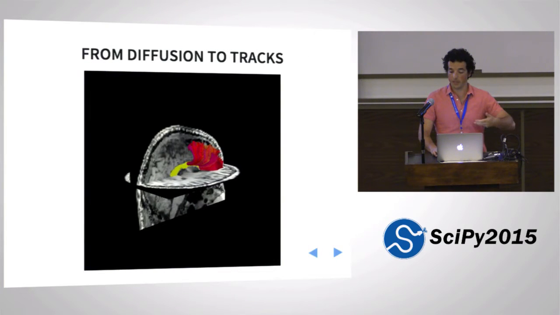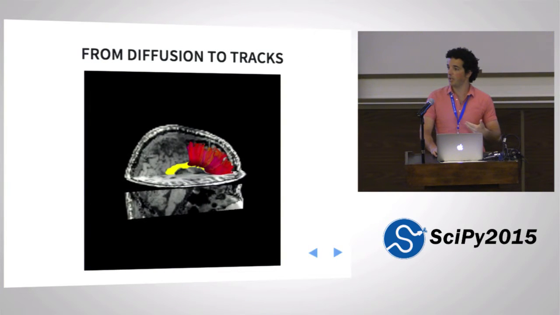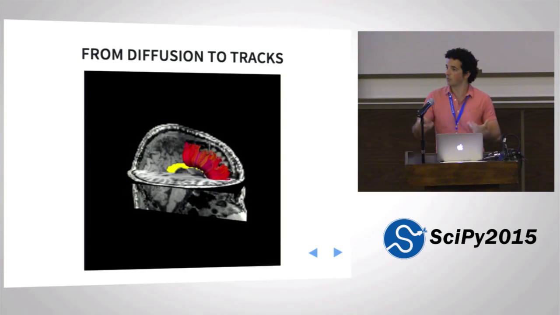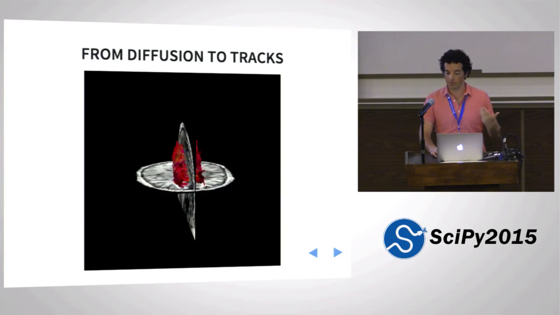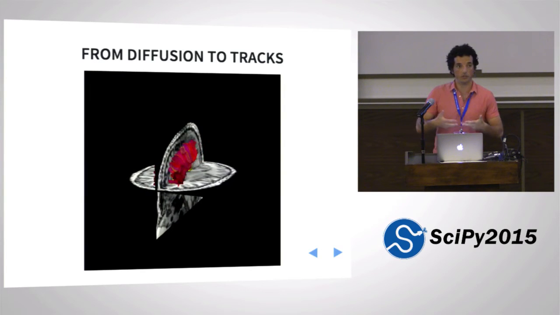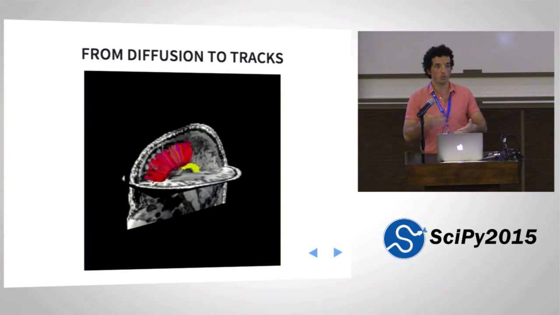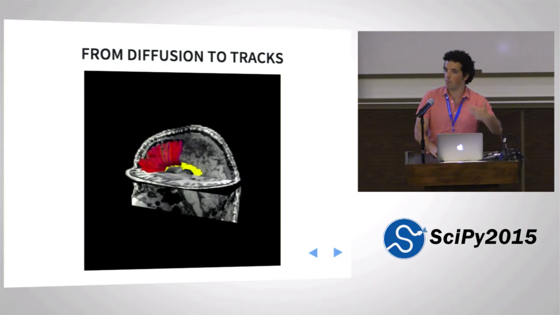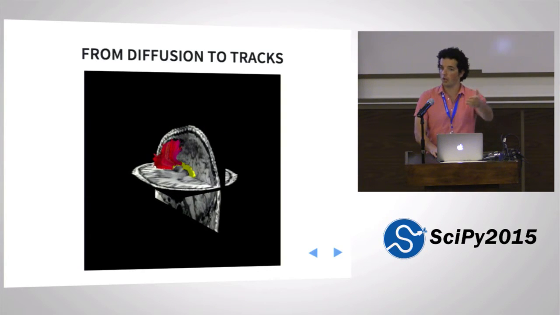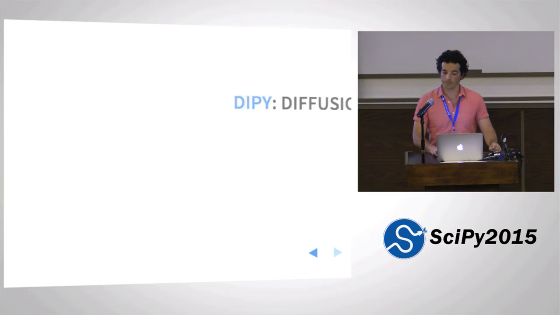Now we can repeat this many, many times, estimating the large-scale structure of the connections through, for example, in this case, the middle of the brain, the large connections through the corpus callosum that connects the two hemispheres. So that's roughly the process of modeling from the signal all the way to the tracks.